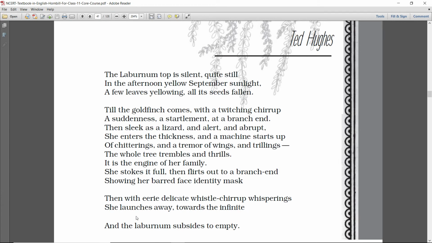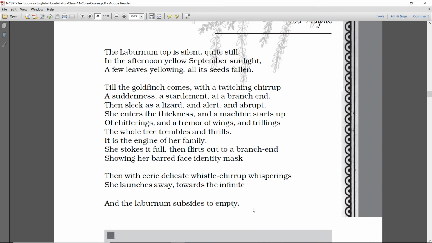Now what happens? The bird launches away, the bird flies away towards the infinite. The bird leaves again back into the sky. Towards the infinite means into the sky. How does the bird leave? With eerie delicate whistle chirrup whisperings. The bird is whistling, it is whispering, it is chirruping, but it is delicate and eerie. Eerie here means somehow strange. So the bird makes some sound and then it flies away.